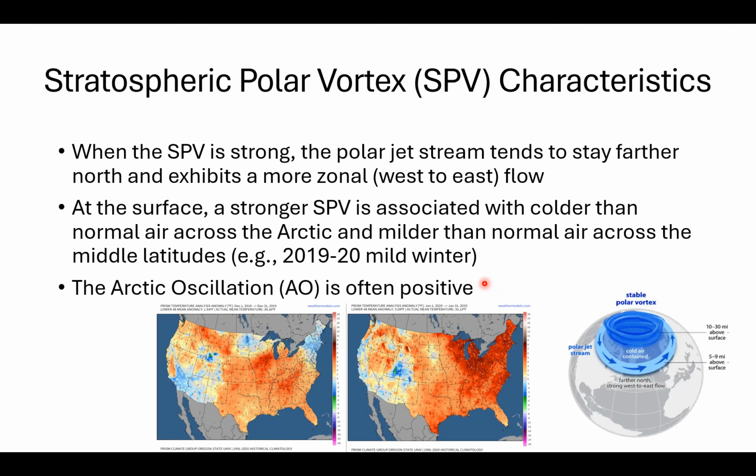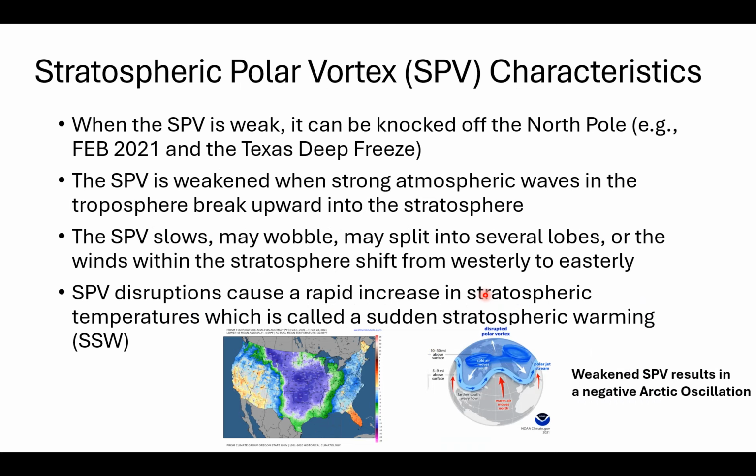Now, when the SPV is strong, additionally, the Arctic oscillation, the AO teleconnection, is often positive. Now, on the other hand, when the SPV is weak, it can be knocked off or displaced off the North Pole. An example of this would be the February 2021 time period where we had the Texas deep freeze. The SPV is weakened when the strong atmospheric waves within the troposphere, that layer of air where our weather occurs, move from the troposphere and break upward into the stratosphere.